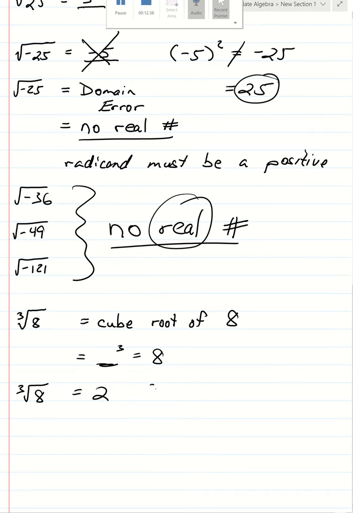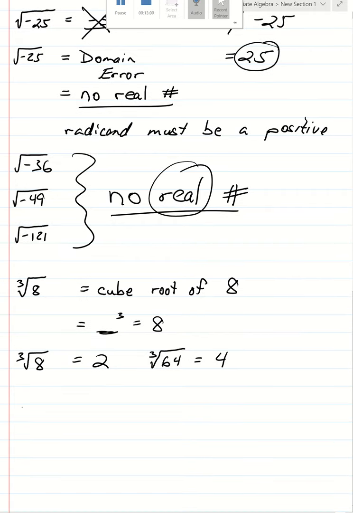What if we try taking the cube root of, let's say, the number 64? The cube root of 64: what number can I raise to the third power and get the number 64? The answer would be 4. Okay.